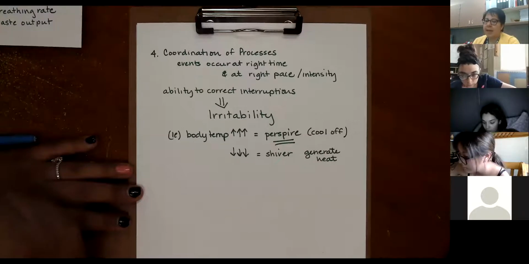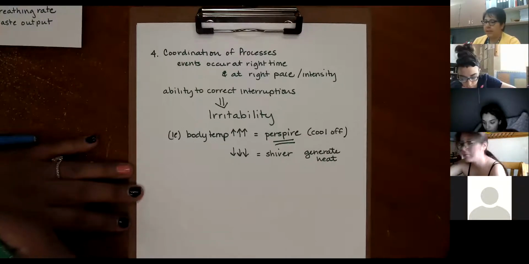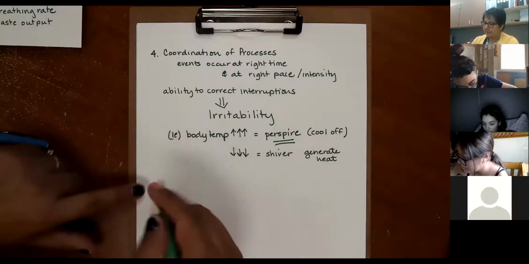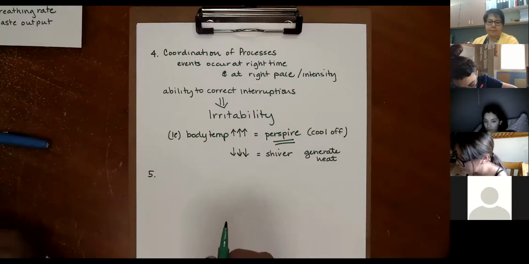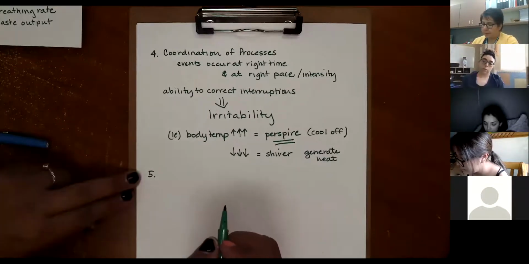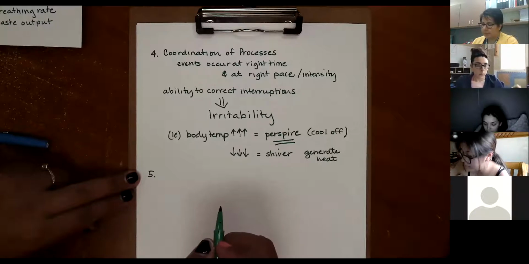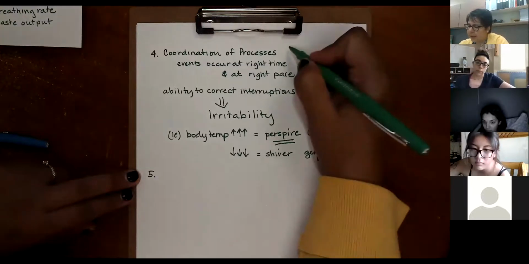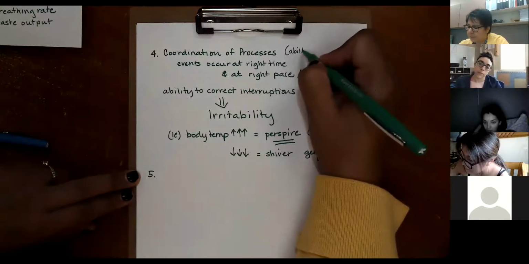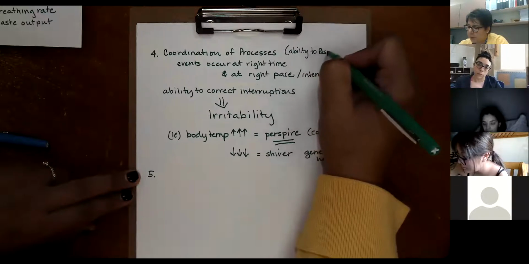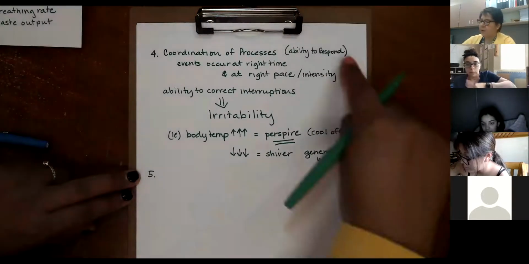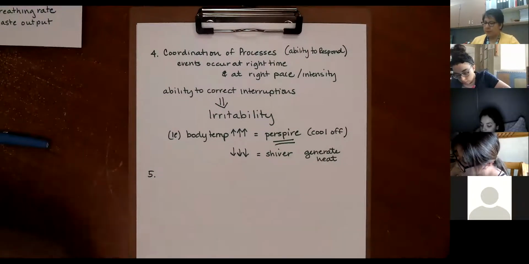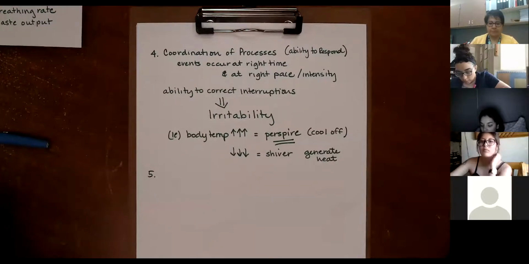So living things have to have this irritability, which is part of coordinating all of those processes inside of them. Sometimes we say that living things have to have the ability to respond. I don't remember what your textbook says exactly, but if you go to other websites, sometimes they describe this as the ability to respond, but definitely irritability is part of it.